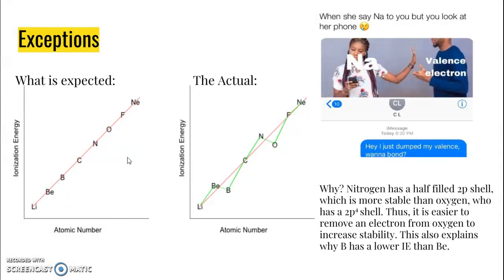For example, on the left is what is expected for ionization energies according to atomic number, because atomic number represents the number of protons. So as you increase that, it should have a higher ionization energy. However, that does not always match, as you see on the graph on the right. So why? It's because nitrogen has a half-filled 2p shell, which is more stable than oxygen, which has a 2p4 shell. Thus, it is easier to remove an electron from oxygen to increase stability. This also explains why boron has a lower ionization energy than beryllium.